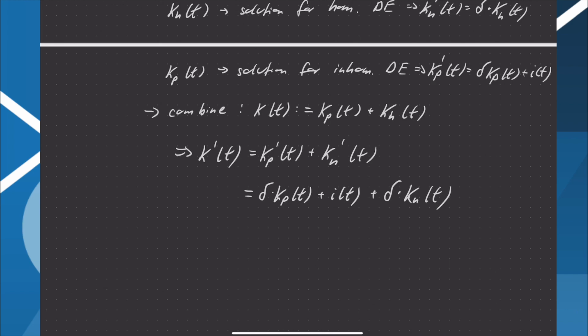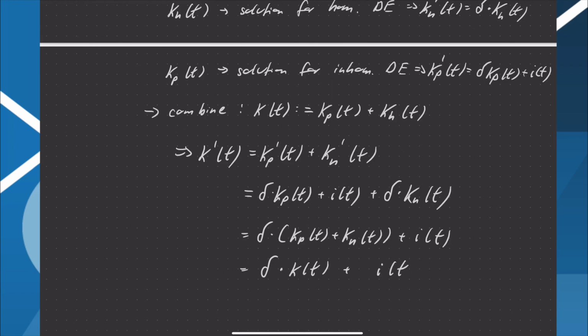Okay, so what we have is delta times kp of t plus kh of t plus I of t. So delta times k of t plus I of t. And that means k actually is a solution for the inhomogeneous system again, right? So adding this homogeneous part didn't change the solution property. That means we can get all possible solutions this way. Okay, so that's the principal idea.